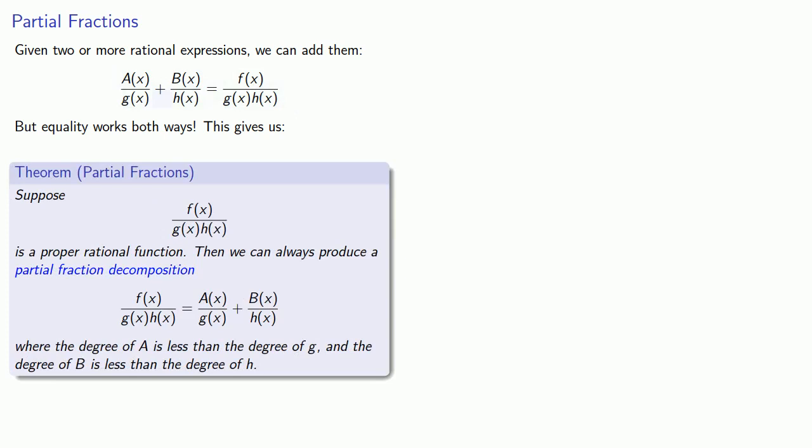Suppose I have a proper rational function where the denominator is expressible as a product of two polynomials. Then we can always produce a partial fraction decomposition where the degree of each numerator is less than the degree of the denominator.